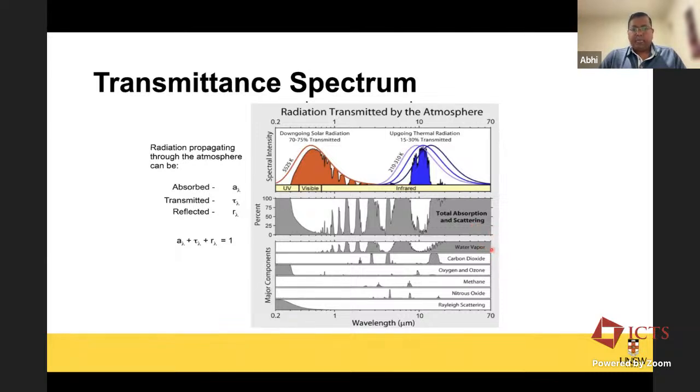So for example, here you have the major components as the water vapor, carbon dioxide, oxygen, ozone, methane, nitrous oxide, and then you have the Rayleigh scattering as well. So all these have basically different absorption and scattering at different wavelengths. You can see water vapor is quite dominating here as compared to other constituents.